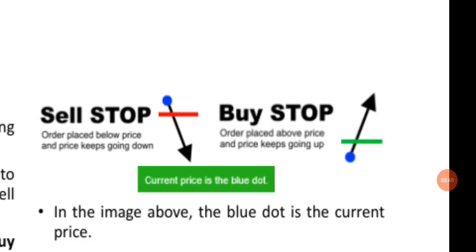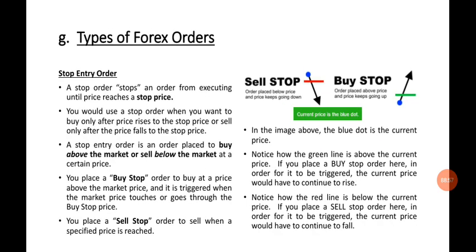Same thing for a buy stop. When the market is going upwards, you pick a price that you believe the price will reach, and you believe that after you hit that price it will keep going upwards. You now place a buy stop order.